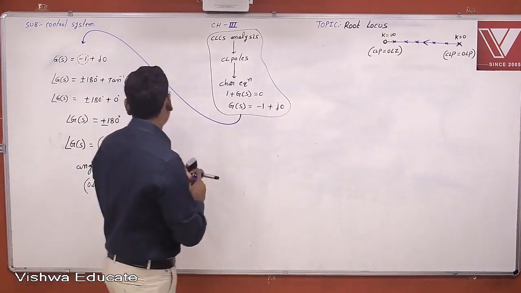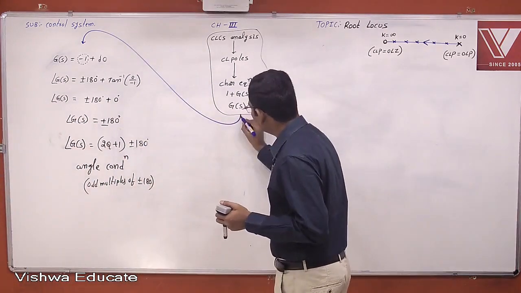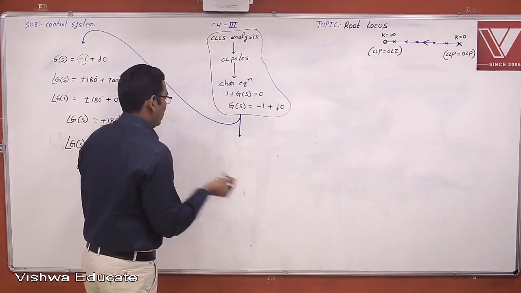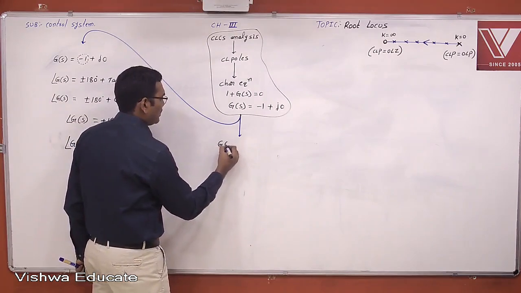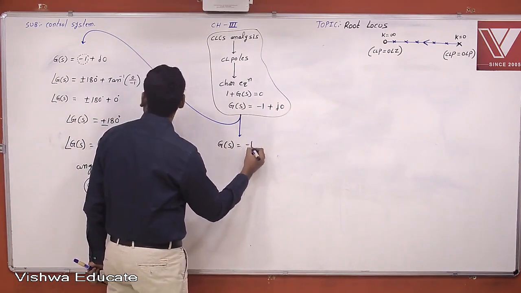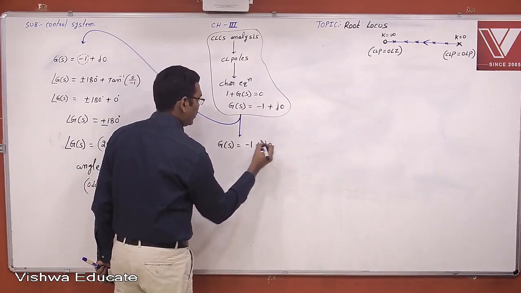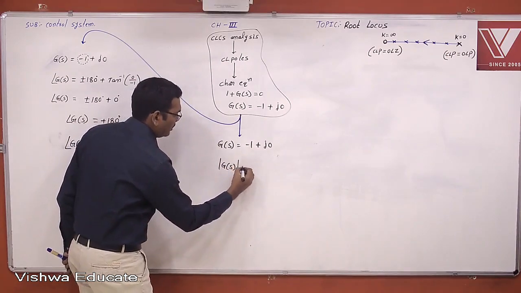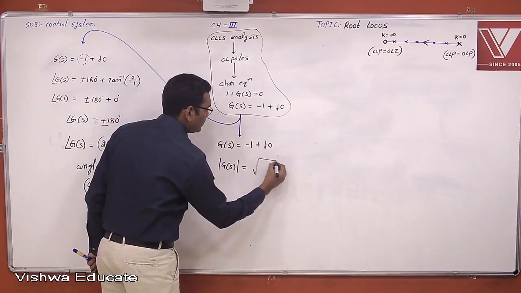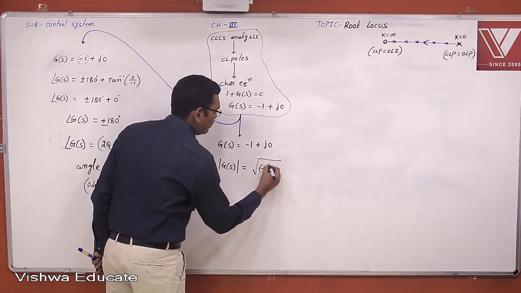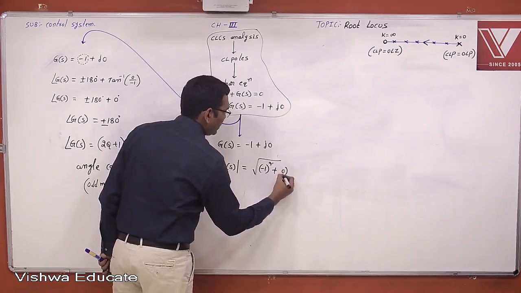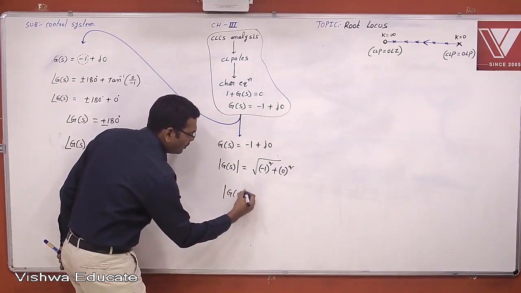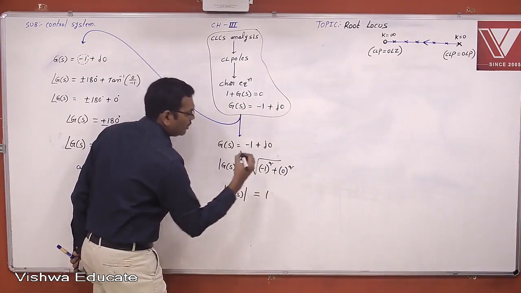Now the second one. G of s equals minus 1 plus j0. Now I am taking the magnitude of the open loop transfer function, by equating real part square plus imaginary part square. Therefore, the magnitude of the open loop transfer function is exactly equal to 1.